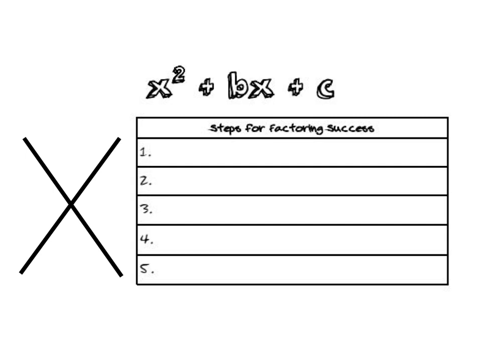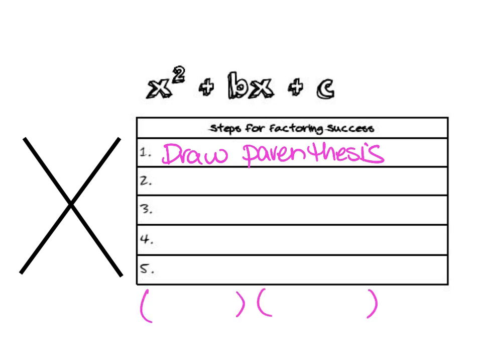So the first thing we're going to do is draw parentheses. And basically it's just like a skeleton. In this case, our variable is x, so we'll throw an x here and an x here. So we're setting it up. Okay? The next thing we're going to do is our x puzzle.